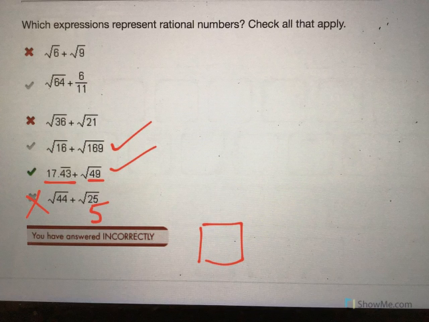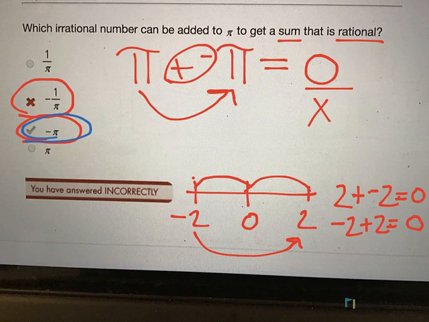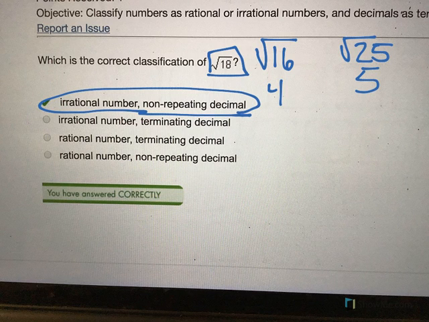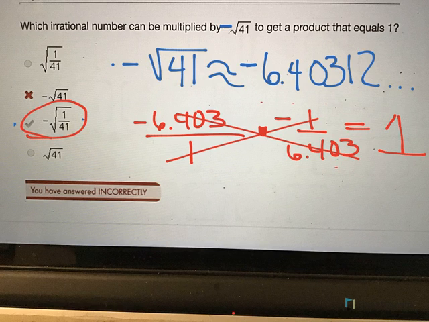You can write them in the form of A over B. If I'm adding numbers, unless it's by its opposite, I can't add a rational and an irrational, or an irrational and an irrational, and get a rational number. Unless I'm adding it by its opposite, which will give me 0. And 0 is rational because it's a whole number. It's an integer. You can write it in the form of A over B. Again, we talked about what irrational is. You cannot write it in the form of A over B. It has a decimal that goes on forever with no pattern.